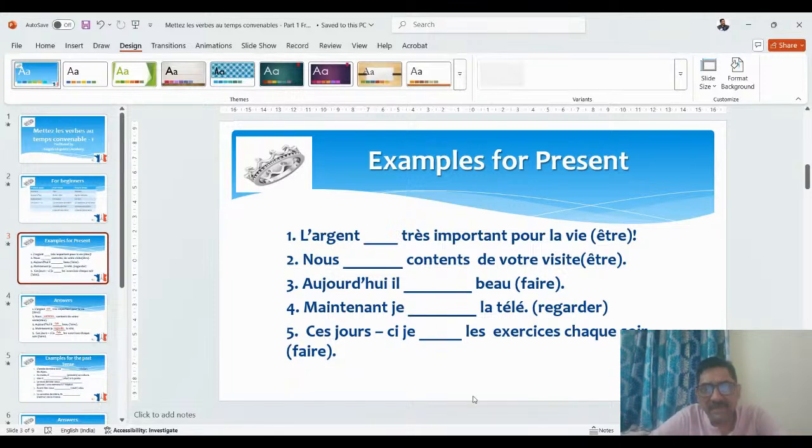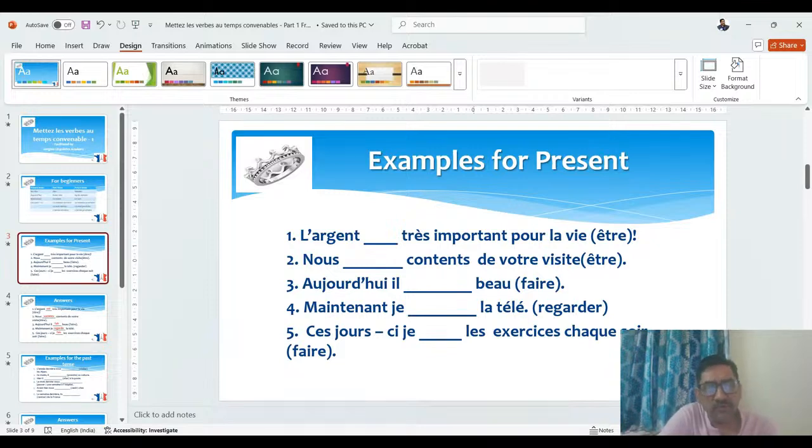Okay, then you will be able to understand it better. So, example sentence. Okay, l'argent tiré, très important pour la vie. Être is the verb given. So all you got to do is just put it in the present tense because there is no time clue given. Okay. Then we have nous tiré, contents de votre visite. Again, être. Nous sommes contents de votre visite.